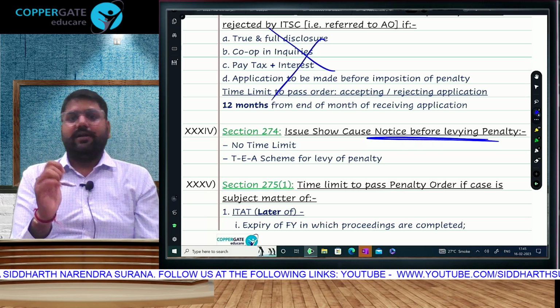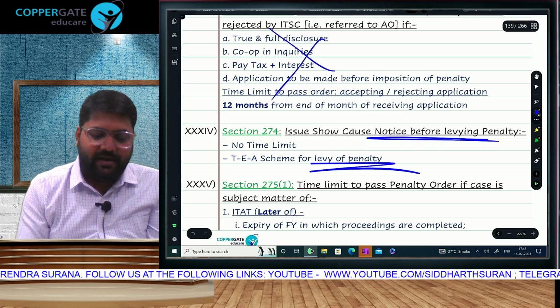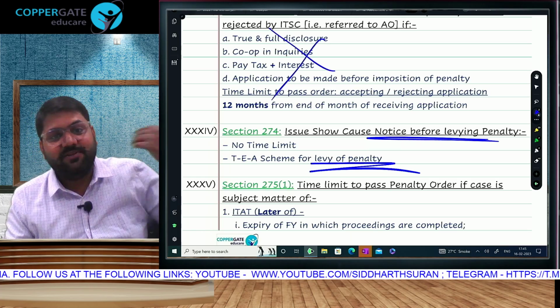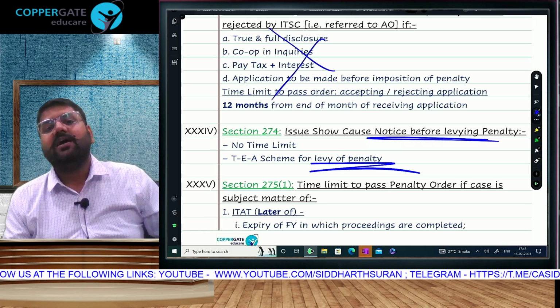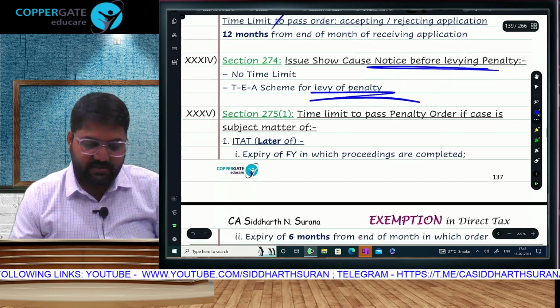But we know that no time limit for notice, but it has to be before the last date of order, and penalty will also now be faceless. Faceless penalty. So we have faceless assessment, appeals, faceless ITAT, faceless penalty, faceless DRC, faceless advance ruling, sab kuch faceless. Faceless. Okay.